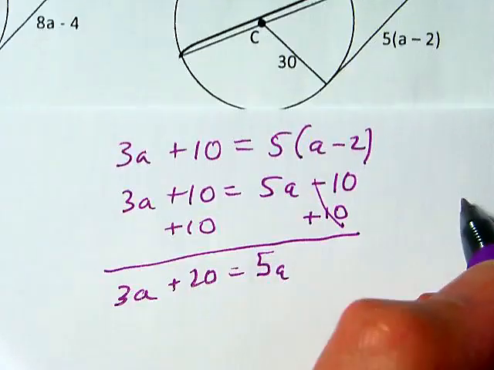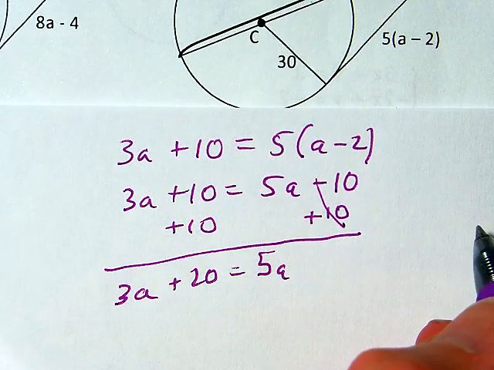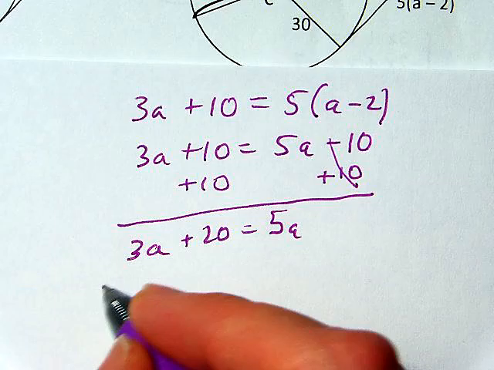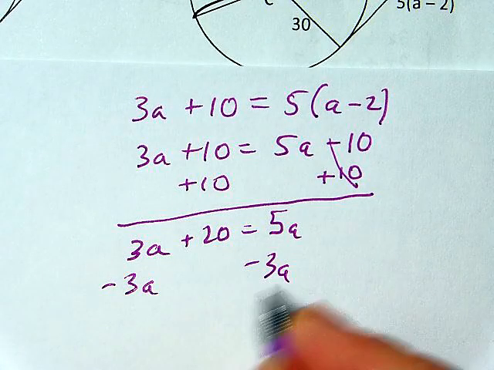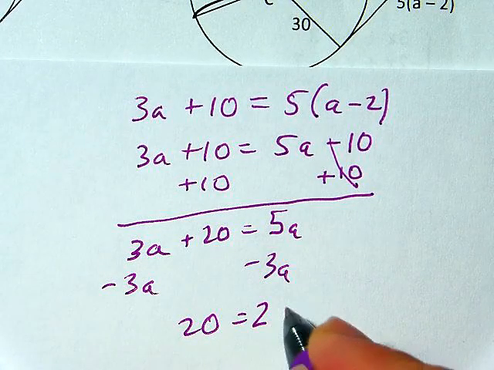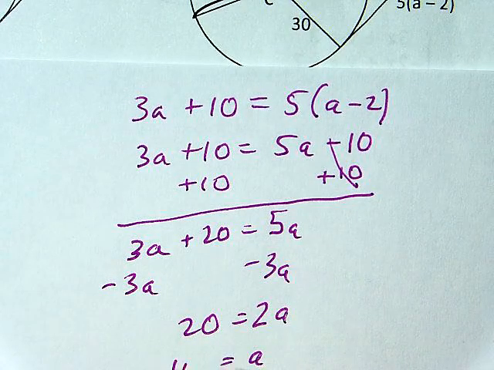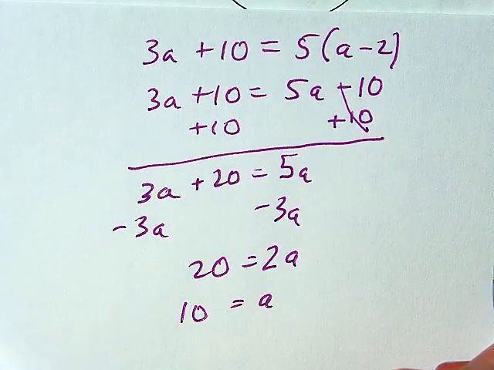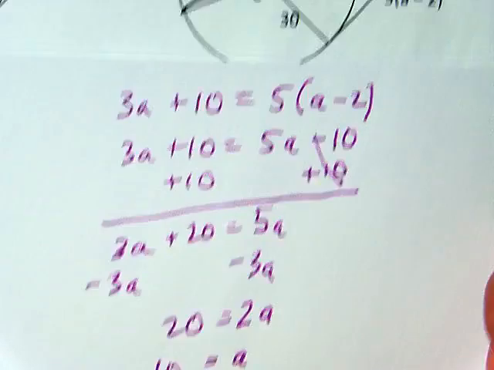That drops out on the right. And we can now subtract 3a from both sides, which gives us 20 equals 2a. a equals 10. Okay, so a equals 10.